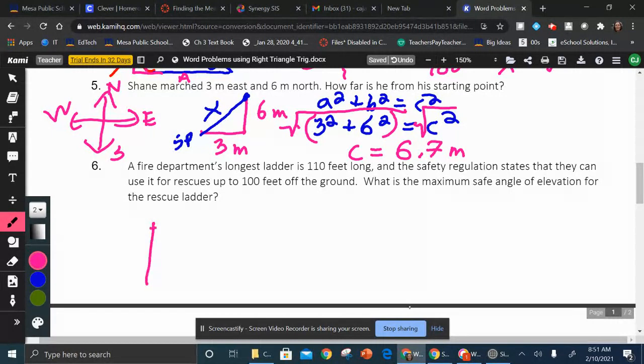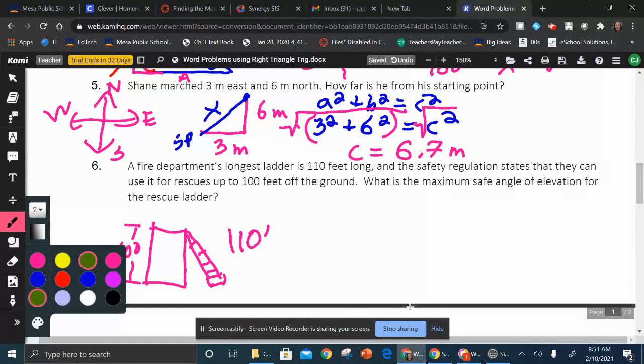Okay, so next one, we have a fire department. So it has a ladder. Okay, so we have a building. This is our ladder. It is 110 feet, for rescues up to 100 feet off the ground. So this distance right here is 100 feet. What's the maximum safe elevation? So they're asking, what's that angle right here?